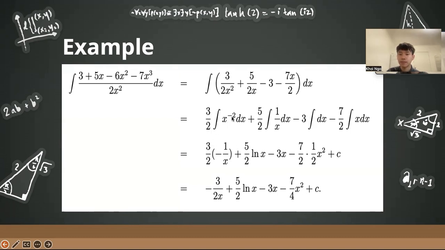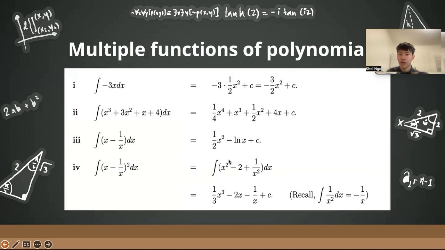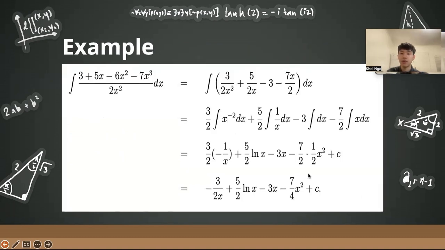And then let's keep going. Antiderivative of x to the power of minus 2 dx is just minus 1 on x. Actually, it's from the previous slide. We have done this before. It's here. The antiderivative of 1 on x squared dx would be equal to minus 1 on x. Let's keep going. That's why we have this section here. And then plus 5 on 2. We already know that antiderivative of 1 on x would be ln x. And then minus 3 times antiderivative of 1 would be x. That's why we have minus 3x here. Minus 7 on 2, the constant. Antiderivative of x dx would be x squared on 2. And then don't forget to plus c at the end.